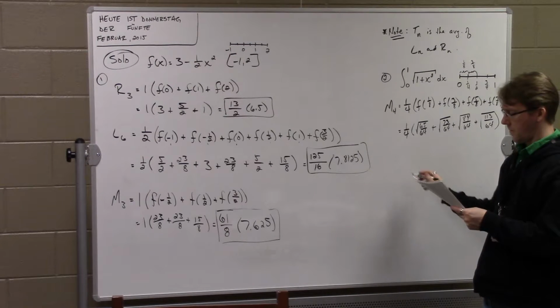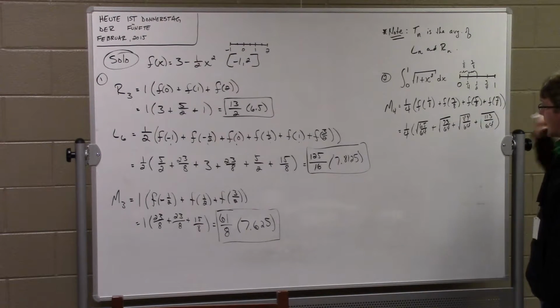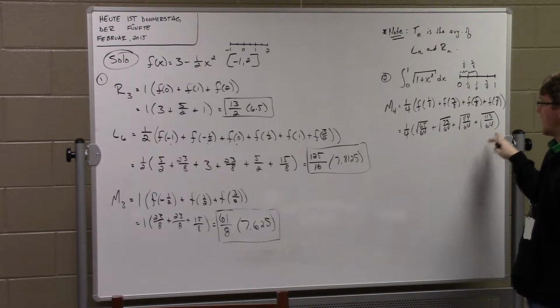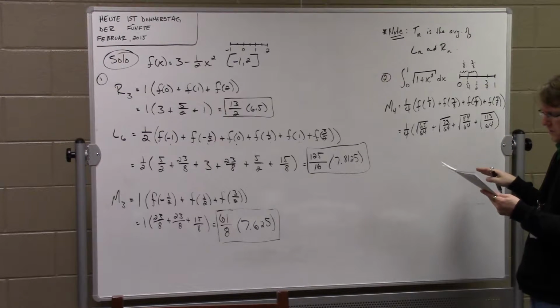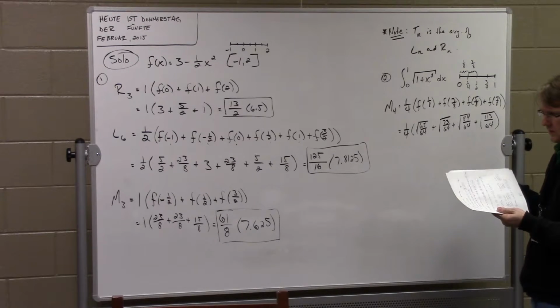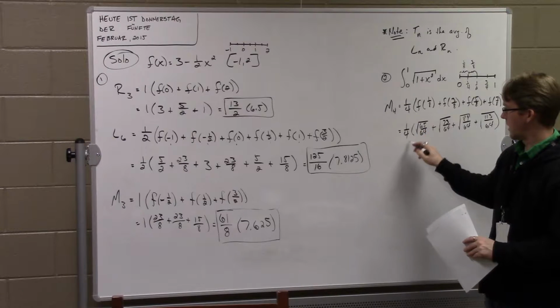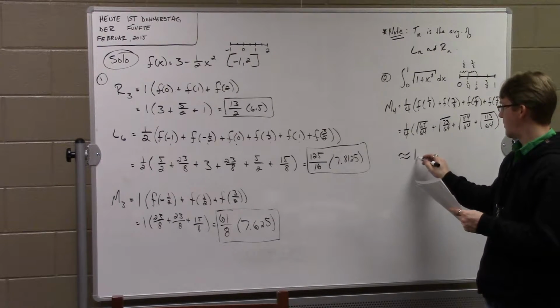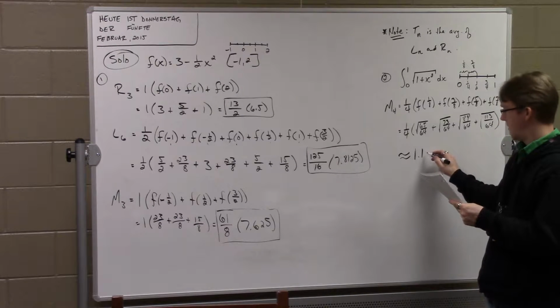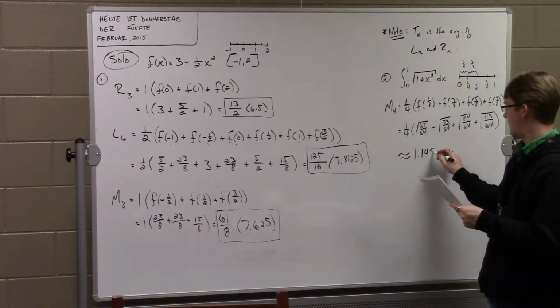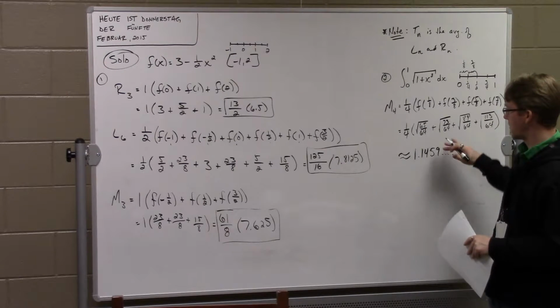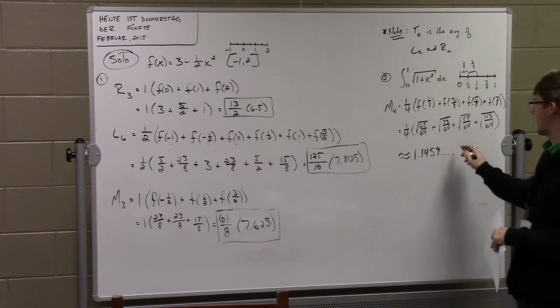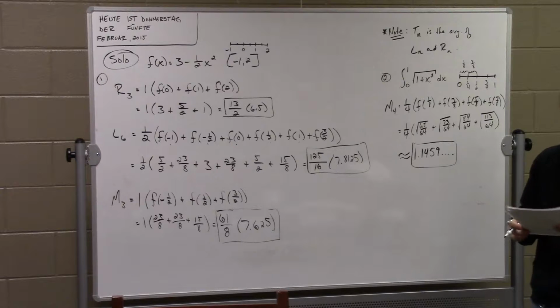So type all that mess into your calculator. I did see some people that got this far and then put their answers like 4 and some change, 4.5 or 6 or something like that. That's because they forgot this 1/4 out in front. If you do all this mess, it is 1.1459, to 3 decimal places, 1.146. Okay? There's that one.